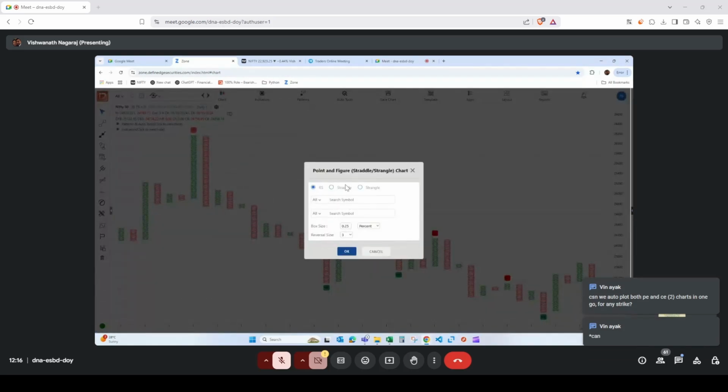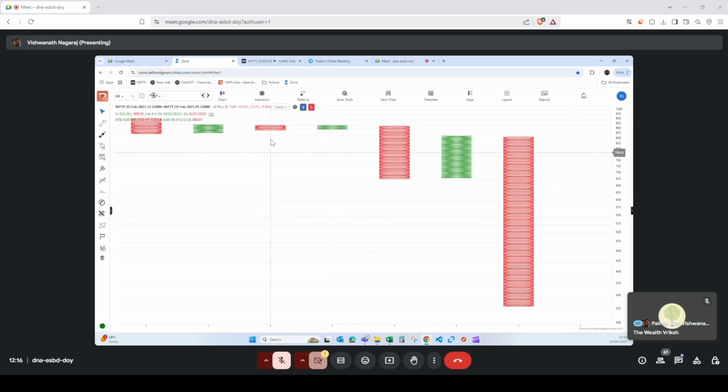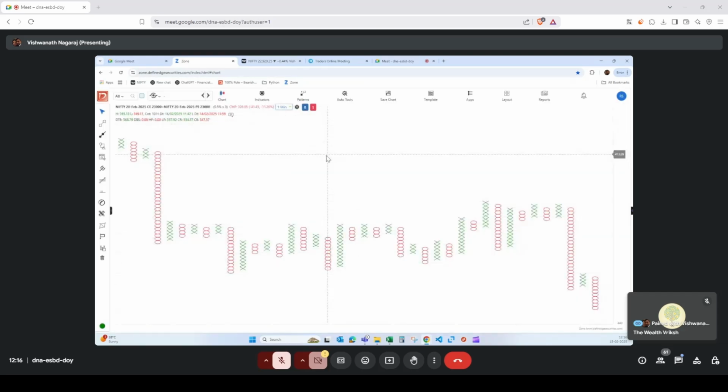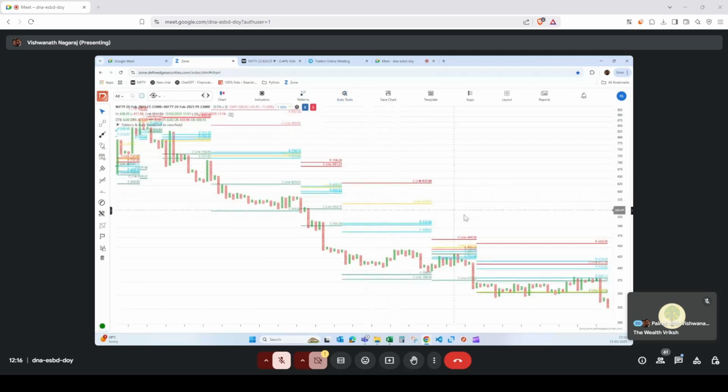Point and figure, straddle, Nifty. Why 22,950? What price should we take? We'll take 22,300 just for math purpose, right? What should we take? 0.5, because we are looking at 20th Feb. Give me 1 minute. Yes, here you go.